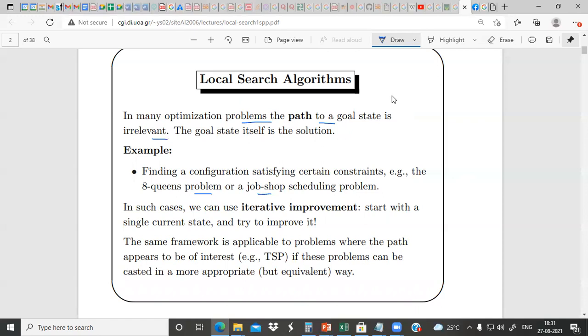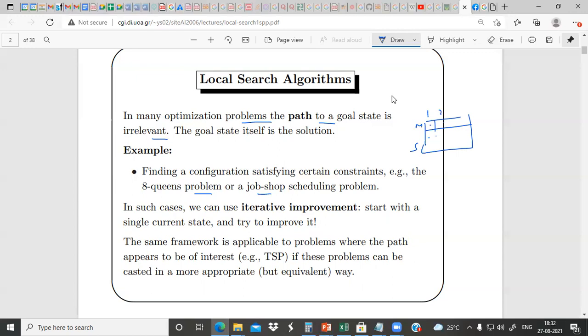So we need a final solution. We don't need any path at all. Or say, for example, the timetable which you are following. What is first hour? What is second hour? From Monday to Saturday, there is no path required here. Finally, we need the set of entities, set of values here, like which class is at which hour. So these are some of the problems for which the path is not required. We are only interested in the solution.